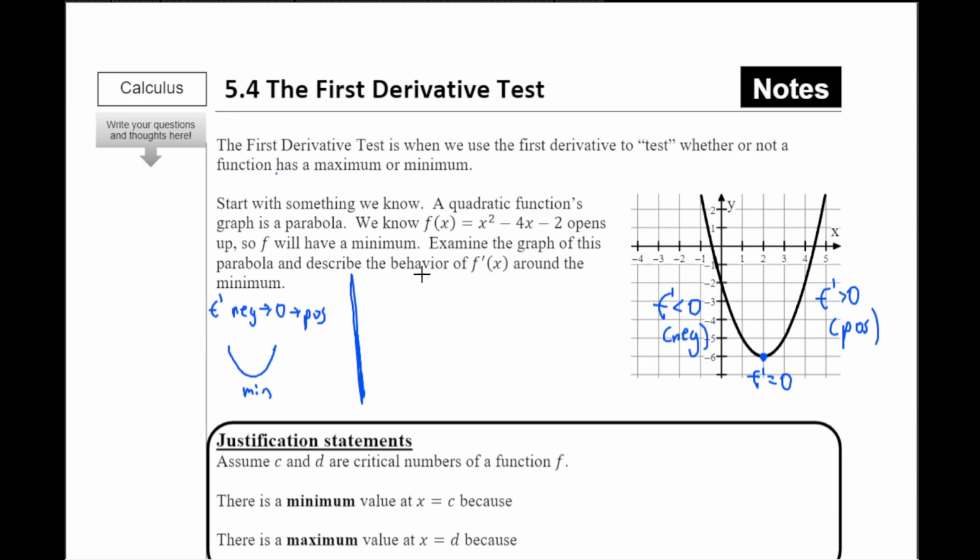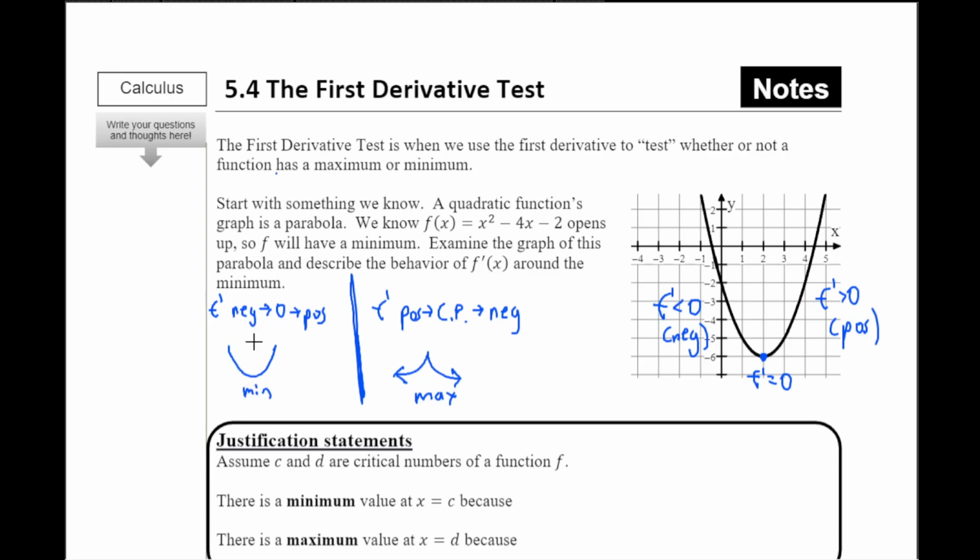So let's say we wanted to get a max. The max can look like this. So in this case, f prime is going from positive, you see it's positive, to a critical point, so the derivative could be 0 or DNE, like in this case, to negative. So in other words, this max here is when f prime shifts from positive to negative, and there's a min when f prime shifts from negative to positive.